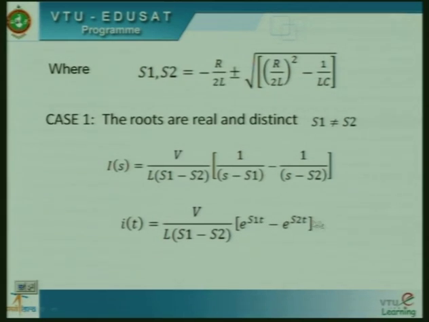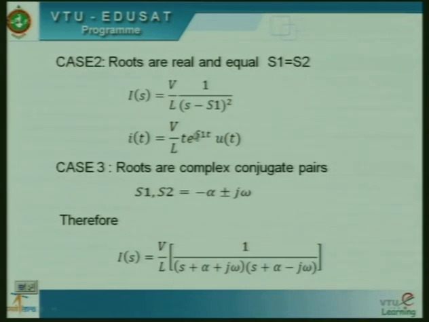Again, this happens to be an exponentially decaying term. Same thing here, S1 has a negative value: S1 is minus r by 2L in this case, minus r by 2L. So, it comes out to be a negative term. So, this is the expression for I of t.